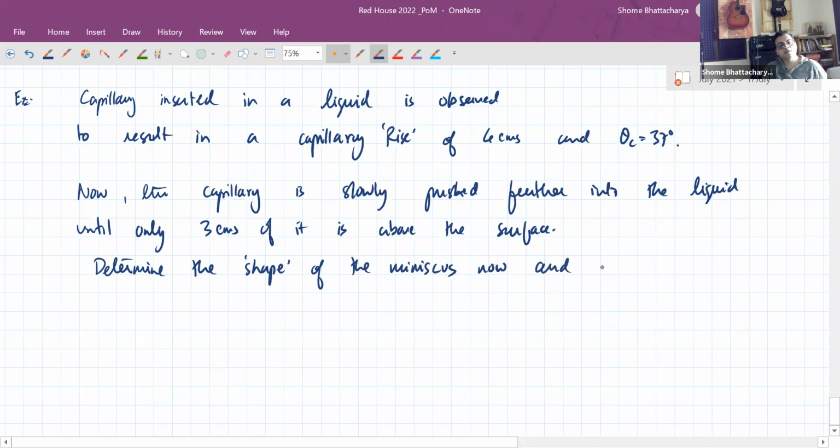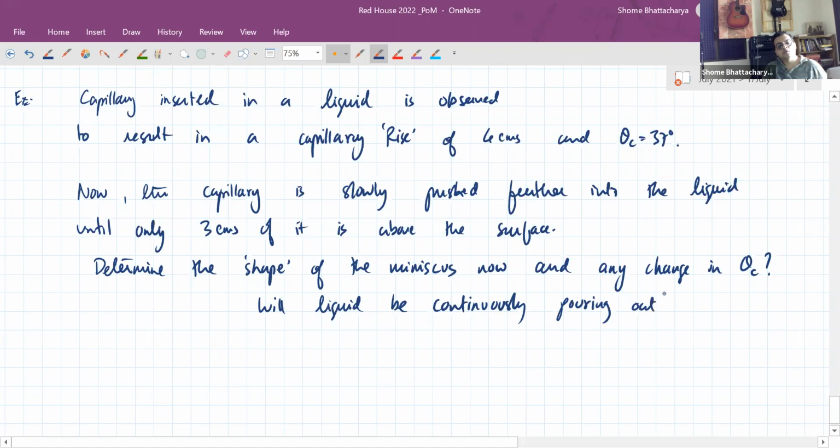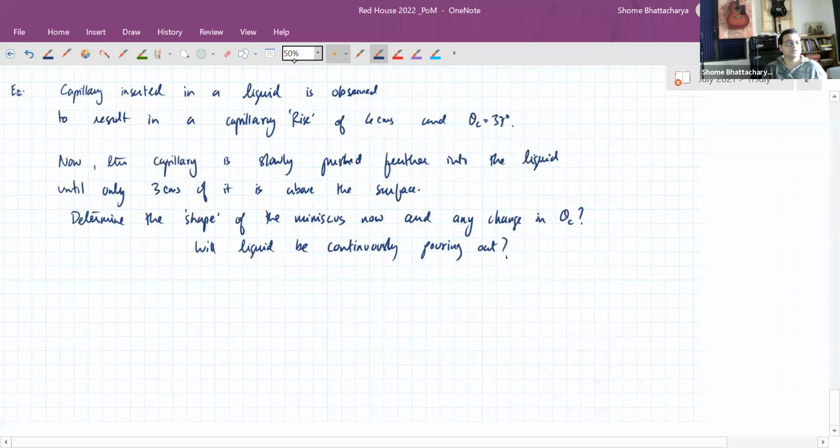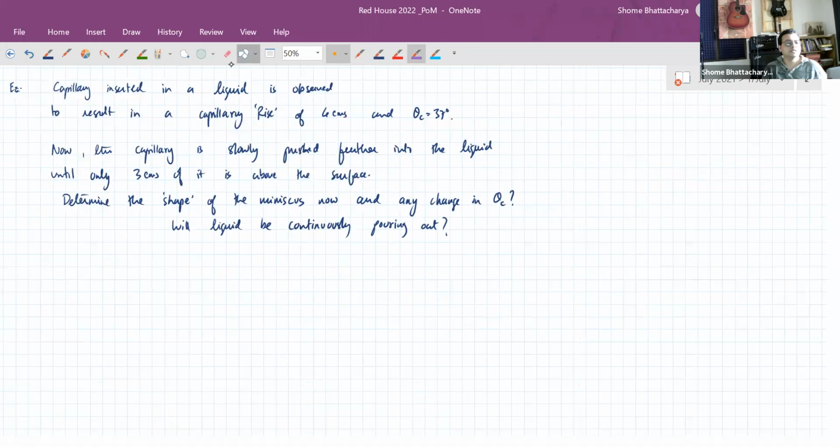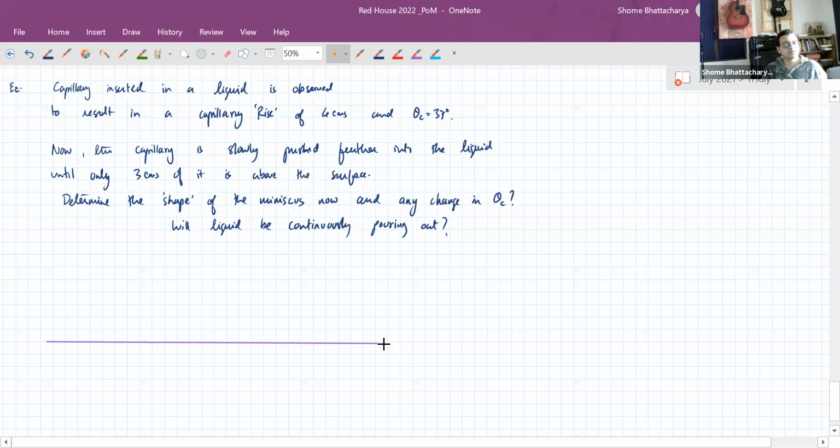Okay. And any change in the contact angle. Okay. Will liquid be continuously pouring out, or will it reach an equilibrium? So let me explain the question. So what is happening is that we have some liquid surface.